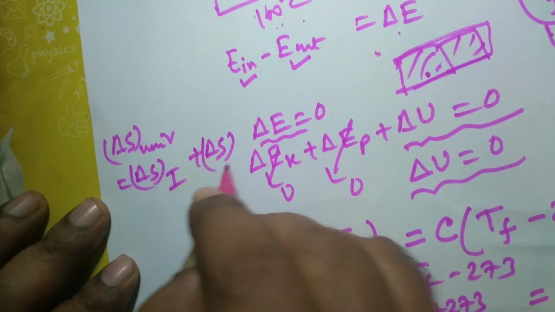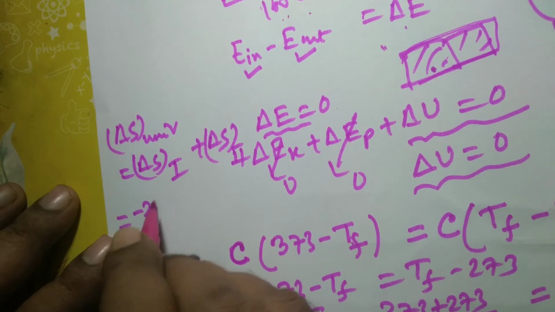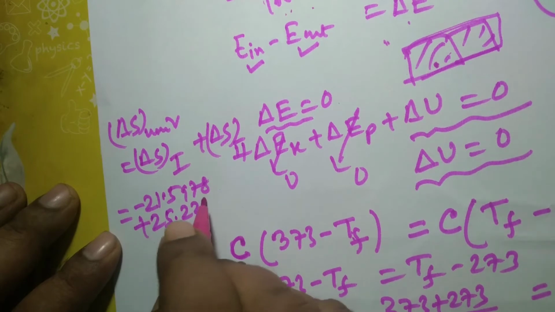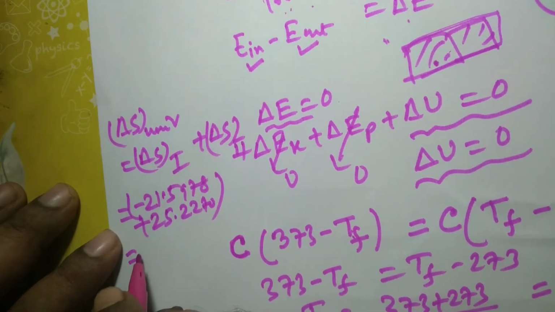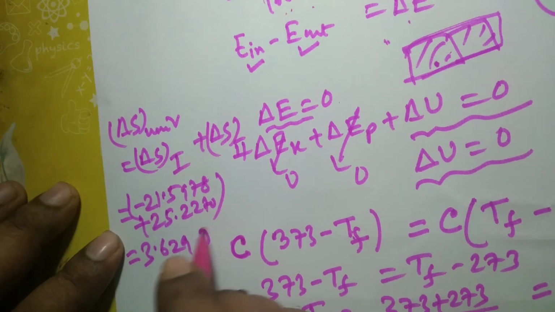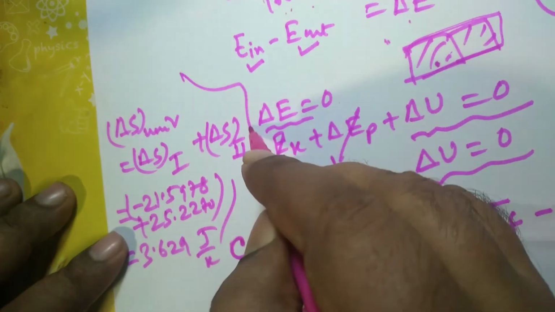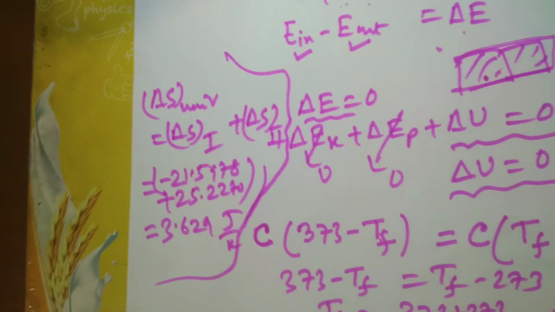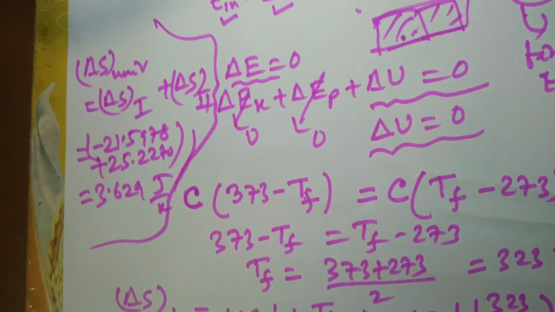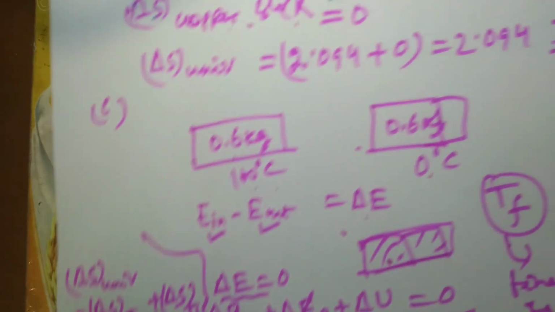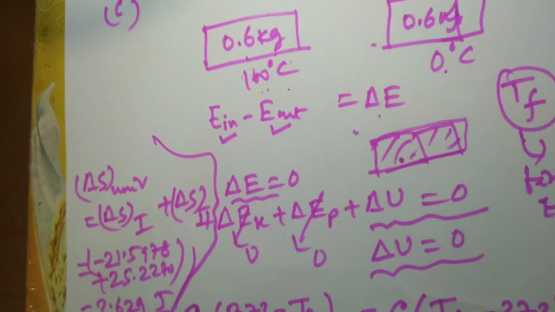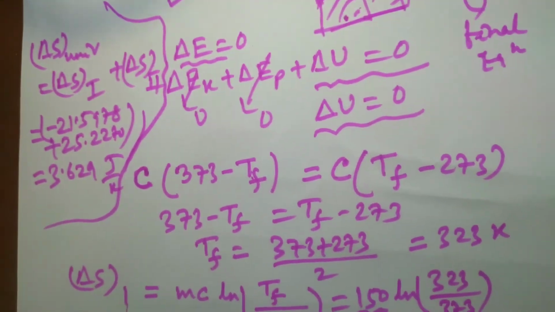S of the second copper block, and that is equal to minus 21.5978 plus 25.2270 is equal to 3.629 joule per Kelvin. You see, in all these cases, the change in entropy of the universe is coming out always as a positive quantity, because all these processes are natural processes or irreversible processes. So delta S of universe is always greater than or equal to 0, and greater than 0 for natural processes and equal to 0 for reversible process only.